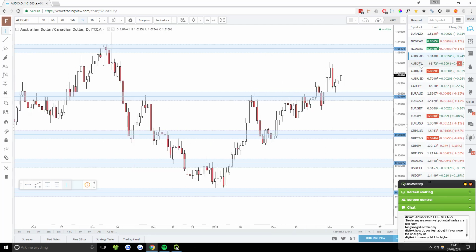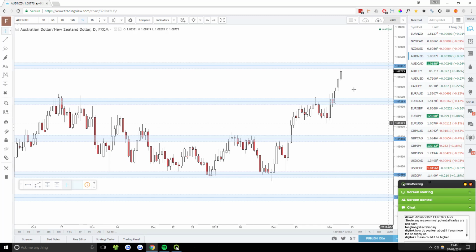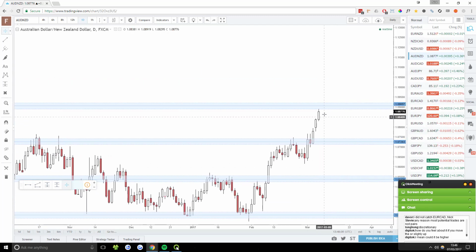And then we got, oh wait, AUDCAD? No, AUD New Zealand, wasn't it? We had an area to watch out for. Yeah, so AUD New Zealand, we have price approaching the strong resistance area. So I want to watch out for the strong resistance area. I want to see what happens here, because I wouldn't mind getting into a small reversal trade there.